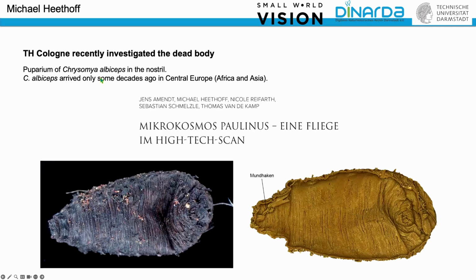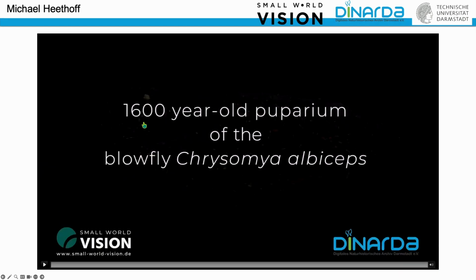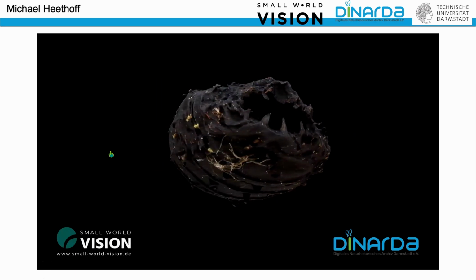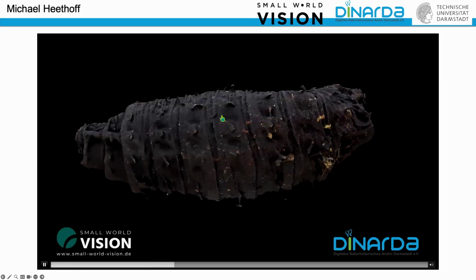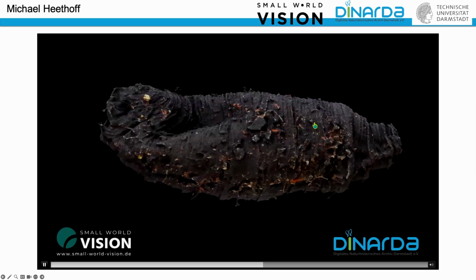A colleague determined this fly pupae and said, this is Chrysomya albiceps, nowadays one of the most important flies in forensic entomology. But it was just introduced to Central Europe a couple of decades ago. This was not known. We made a 3D scan of this 1,600-year-old puparium that survived in the nostril of a saint's skull. Just think about it. 1,600 years in the nostril of a saint's skull, and then you get scanned. These little dots, let's not talk about what they originally were, but now they are dried and old.